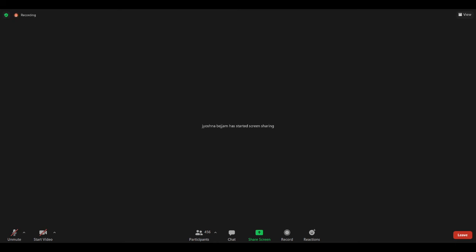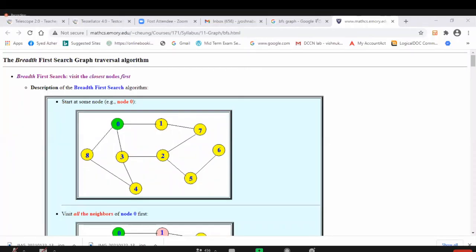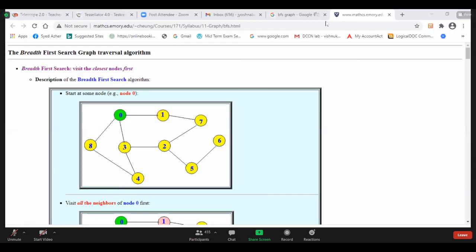I'll conclude BFS. This is the original graph, right? This is the graph. Start at some node 0. So I'm starting with node 0. Write down the BFS and explain the answer. It's better. We'll close the BFS today and the program.